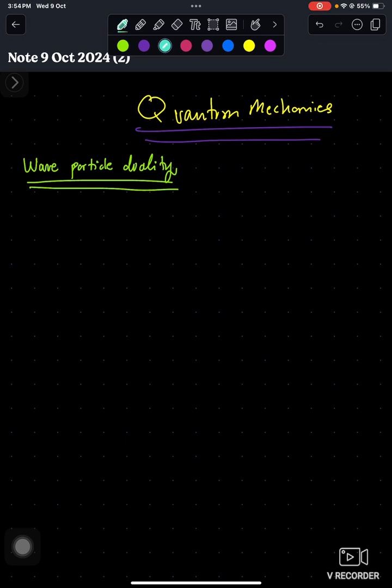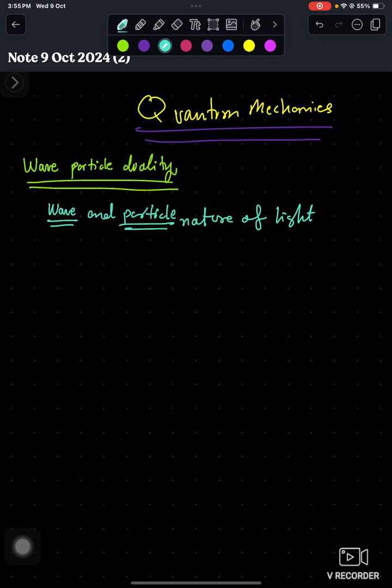And in this, we will be talking about the wave and particle nature of light. So this is shown in different experiments. First of all, let me describe what is wave particle duality.